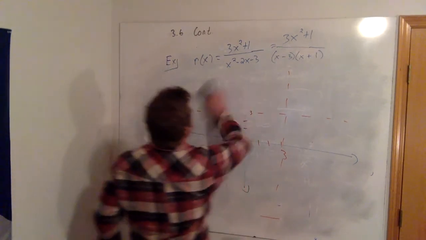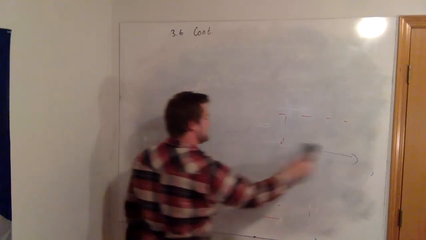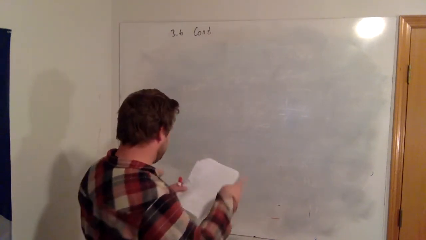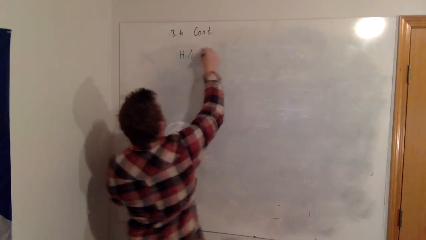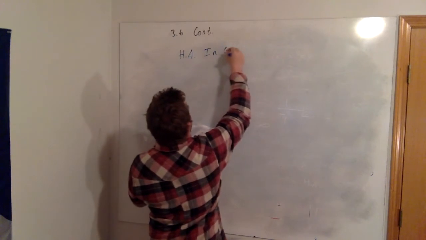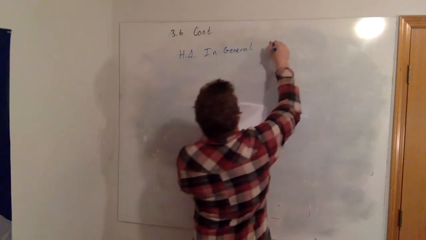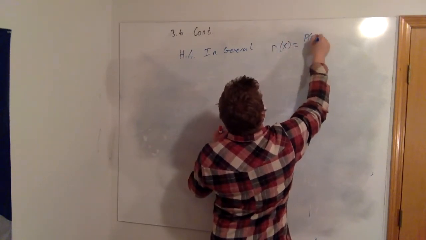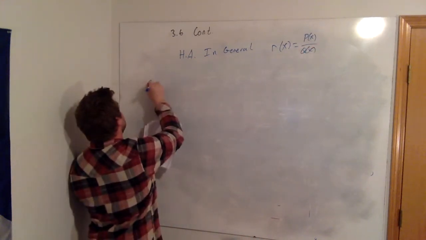In general, let's try to find horizontal asymptotes. How to find them in general. Let's say we have a rational function, r of x, equal to p of x all over q of x. So our first case, case one.